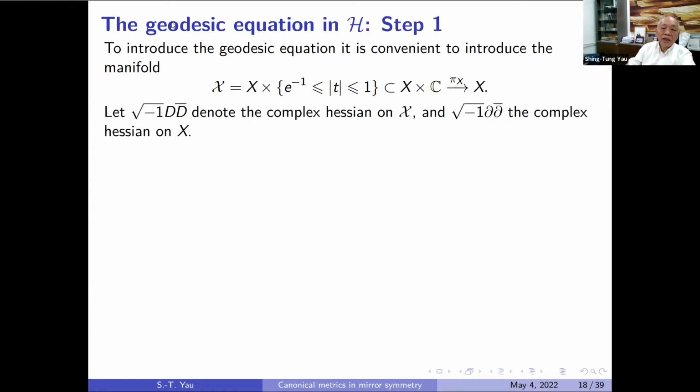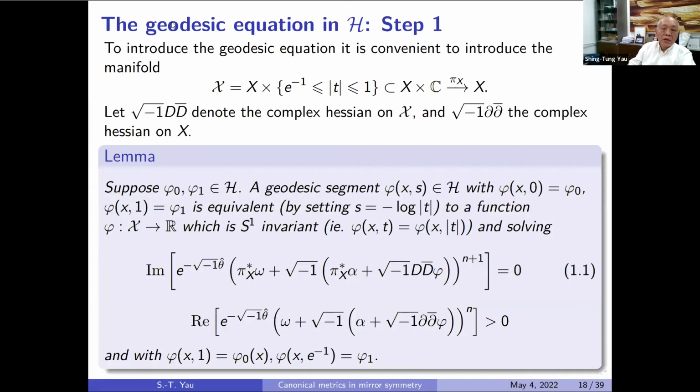And then we take a complex Hessian on the total space, and we look at the complex Hessian on X. So the important lemma is the following thing. Suppose we have two points in H, our infinite dimensional manifold, phi 0 and phi 1. We want to find a geodesic segment joining phi naught to phi 1. This is equivalent to the following function phi on the total space we mentioned up there, which is S1 invariant, circle invariant.